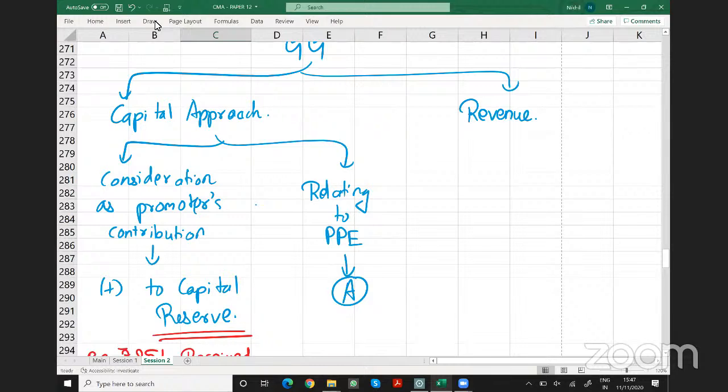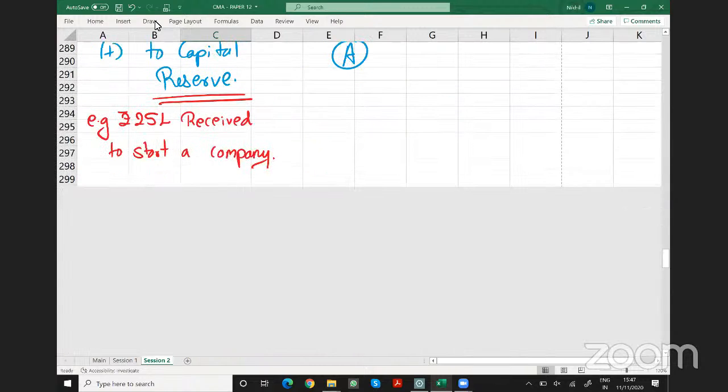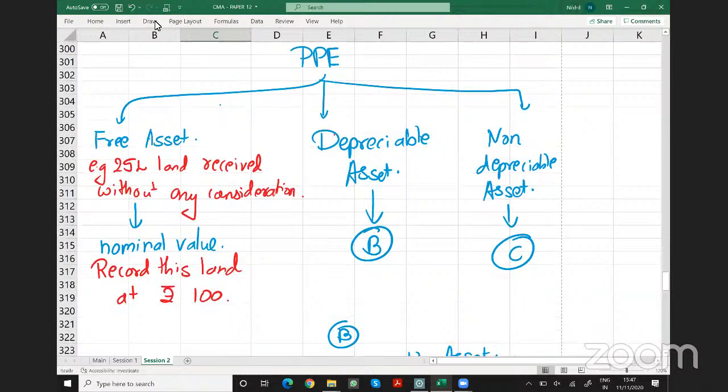If the grant is relating to a particular asset, we have further bifurcated that into three parts: if we have received a free asset, if it is relating to a depreciable asset, if it is relating to a non-depreciable asset. If the asset received is free, the asset should be recorded at nominal value, which is 10 rupees, 1 rupee, 100 rupees.